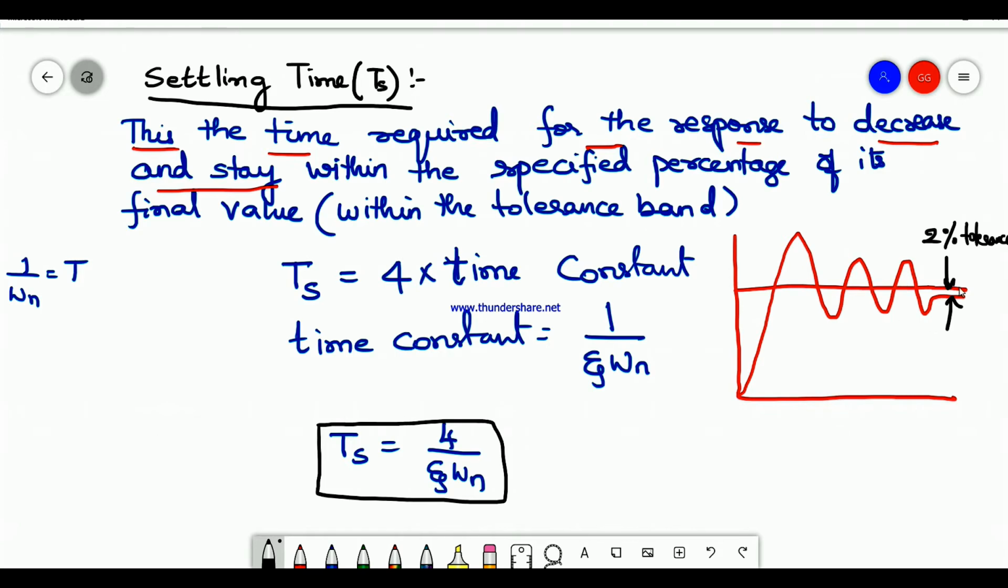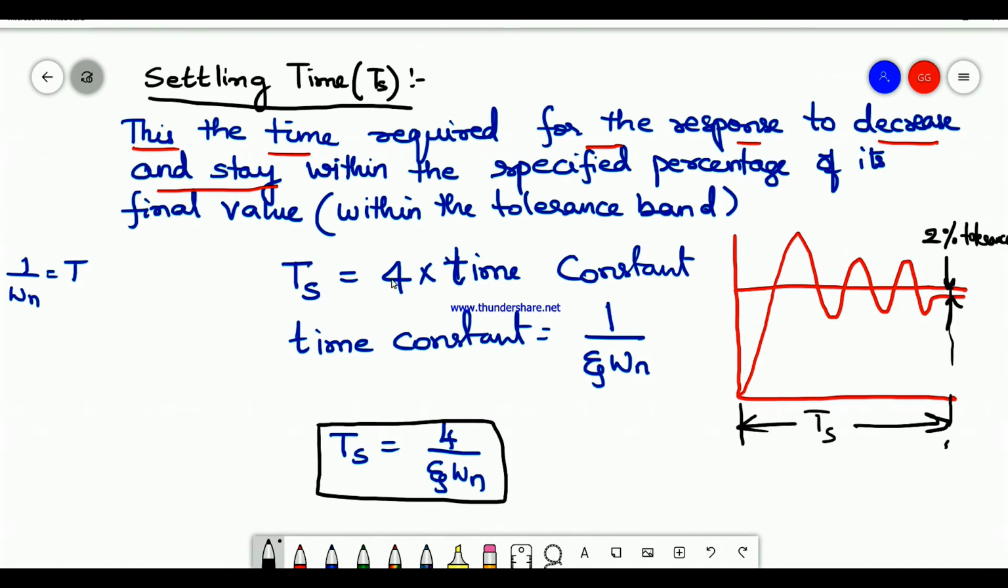So the final value will not be equal to the desired value. There will always be a gap. I hope we have seen the steady state error. That is what I am saying here. Okay, so to calculate the settling time, the settling time would be from here to this gap, whatever the settling time is. So that is Ts.